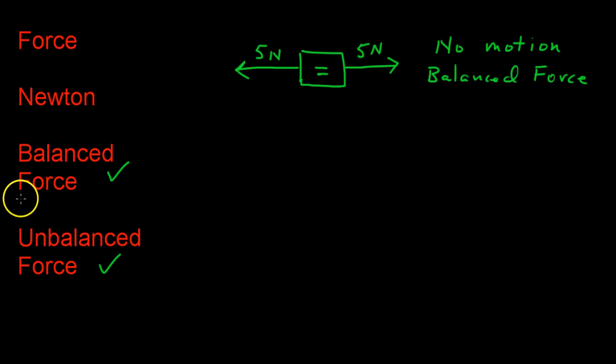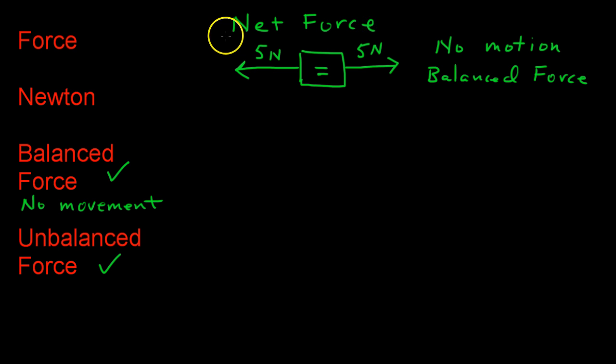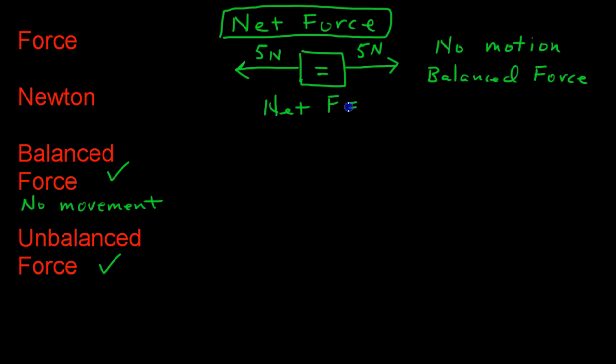So we can remember balanced force as having no movement. All right, and what we did here was actually something called a net force, and that's like the resultant velocities we may have looked at in another video. Okay, this is a net force, and since the 5 newtons and the 5 newtons cancel each other out, the net force would equal 0 newtons.